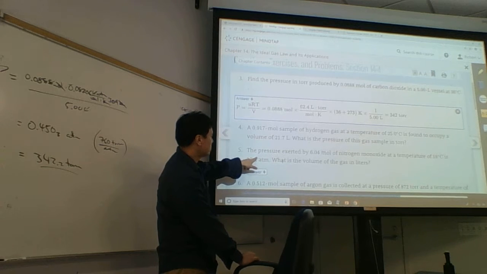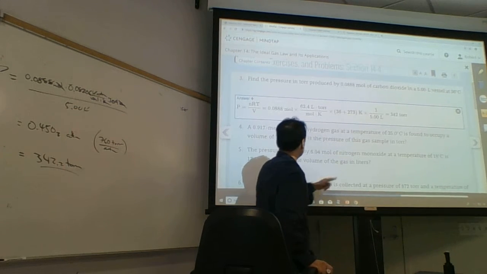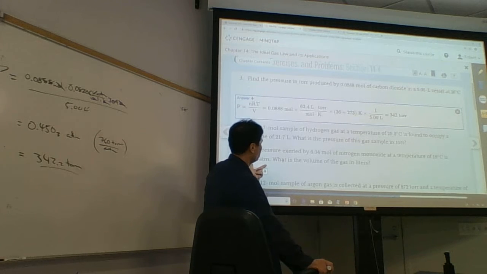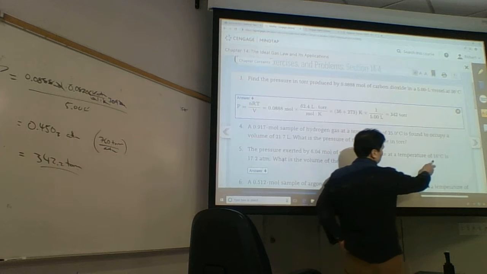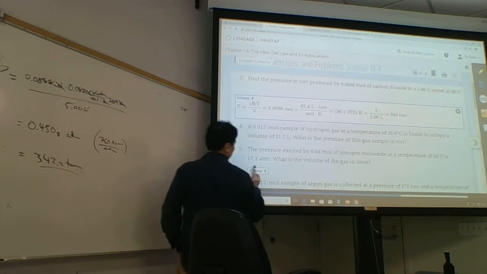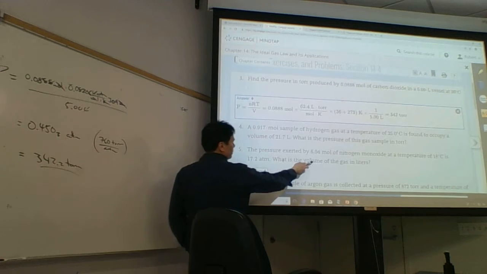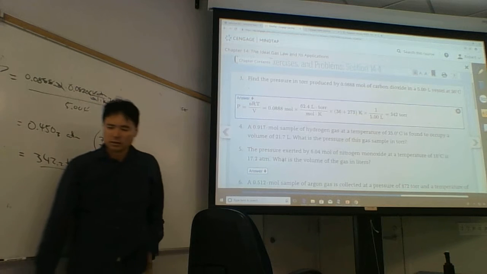Number 5: the pressure exerted by 6.04 moles of nitrogen monoxide at a temperature of 18 degrees C is 17.2 atmospheres. So we have the number of moles n, and we have the temperature T, 18, which we convert to Kelvin. Then we have the pressure in atm, so we're just solving for the volume. The volume is going to be in liters using our value.